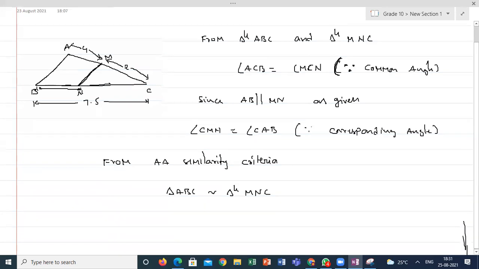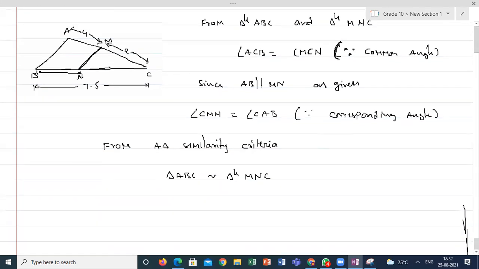Now, because this is a common angle, and this angle is similar to this, angle B and angle N are the same, and angle A and angle M are corresponding. So I can write that corresponding sides are in the same ratio. What are the corresponding sides? CM divided by CA will be equal to CN divided by BC. Correct?